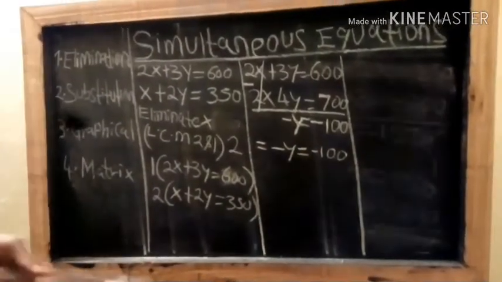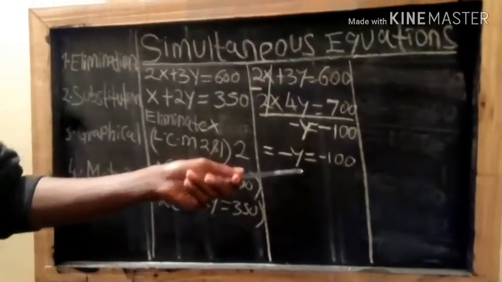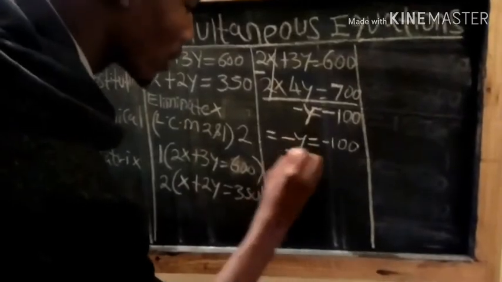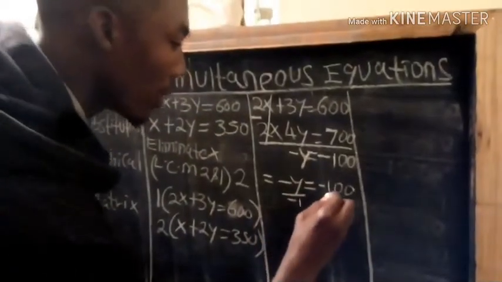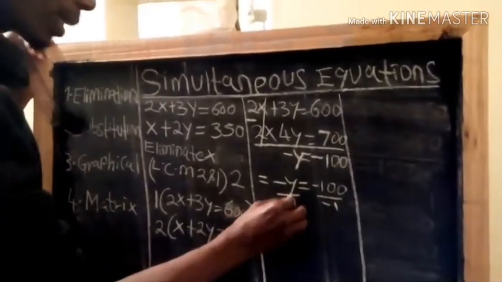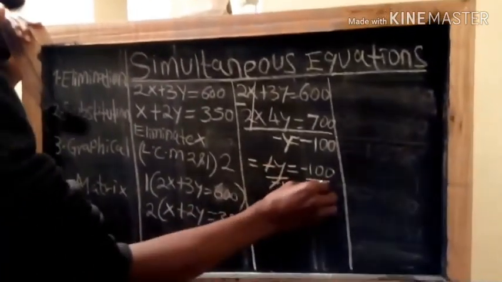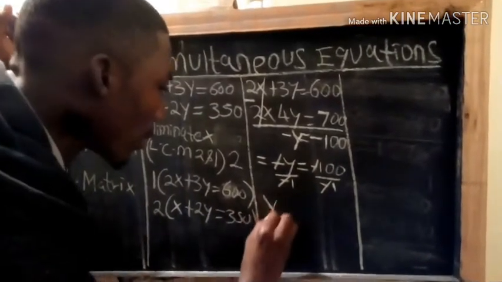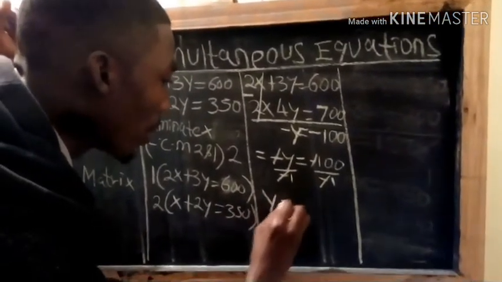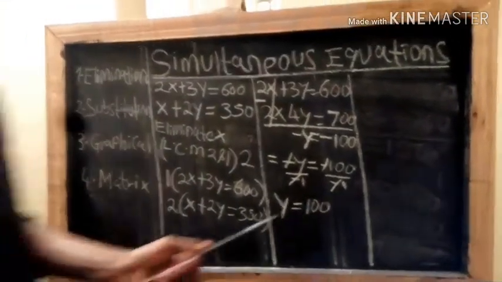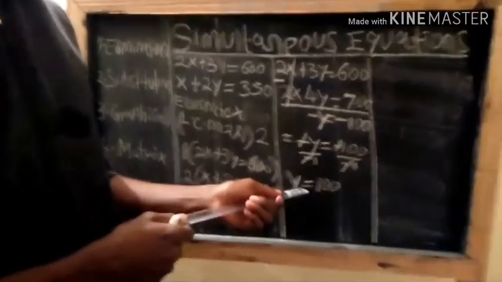But what do you want? You want y. So what do you do? You divide both sides by negative 1 to remain with y alone. Divide by negative 1 here, divide by negative 1 this side, such that negative will cancel negative, and negative 1 will cancel negative there. So y alone will be 100. So we've gotten the first unknown, y is 100.